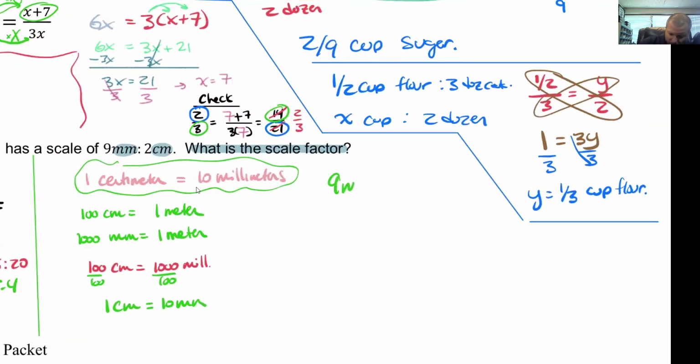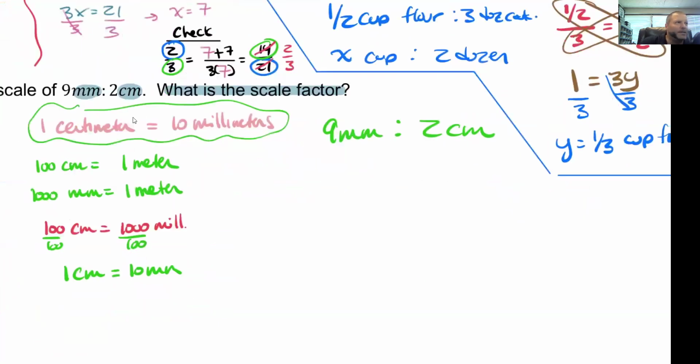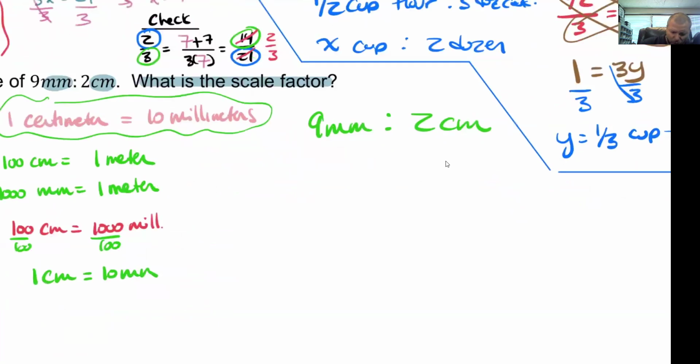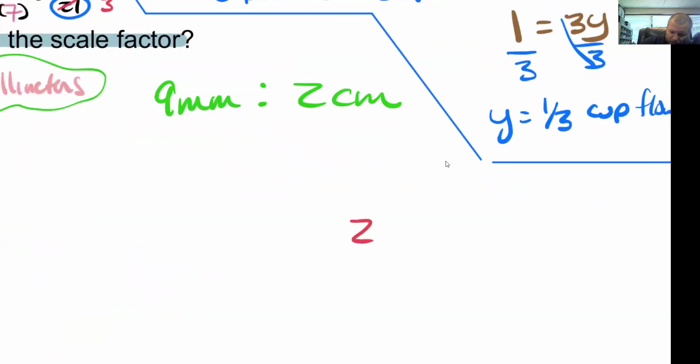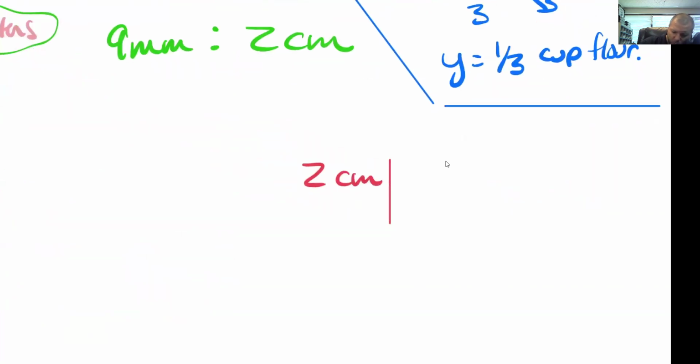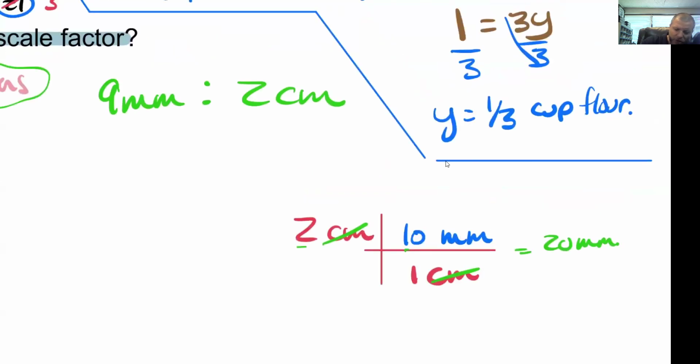I have 9 millimeters for every 2 centimeters I have. I'm going to turn everything into millimeters just because I like working with the smaller units. If I have 2 centimeters, I know that for every 1 centimeter I have, I really can think about having 10 millimeters. Our centimeters cancel. 2 times 10 is going to give us 20 millimeters. So we could think of this as 9 millimeters to 20 millimeters. And once we get everything in the same units, 9 and 20 don't have any common factors. I can't divide anything nicely.